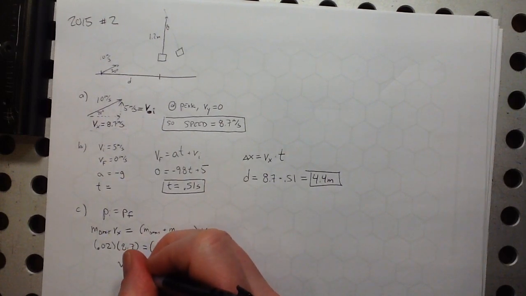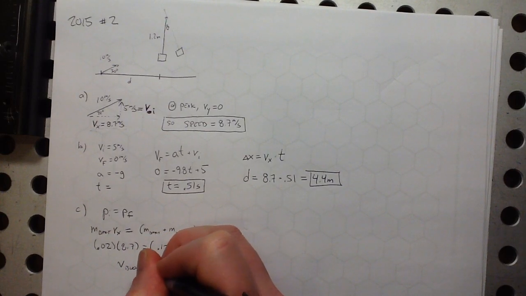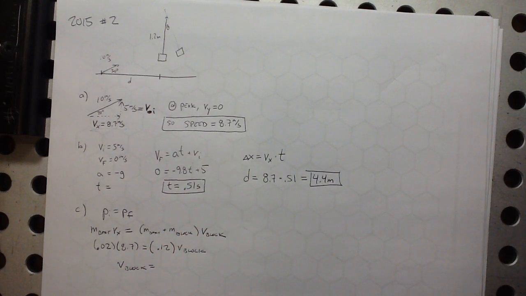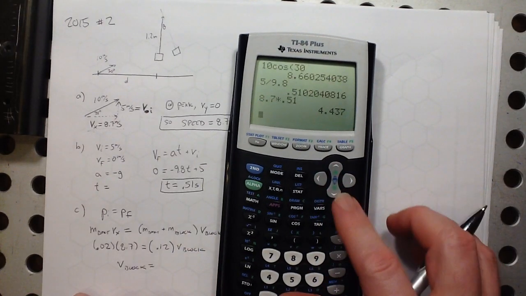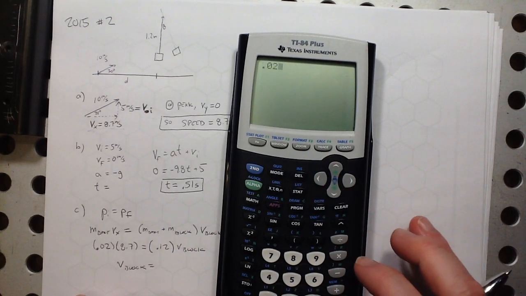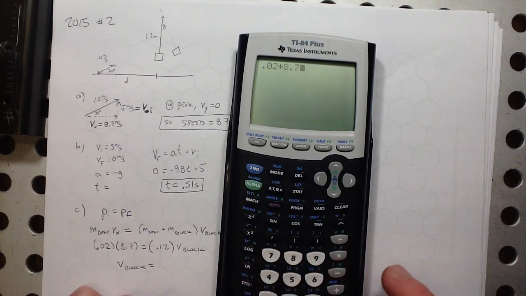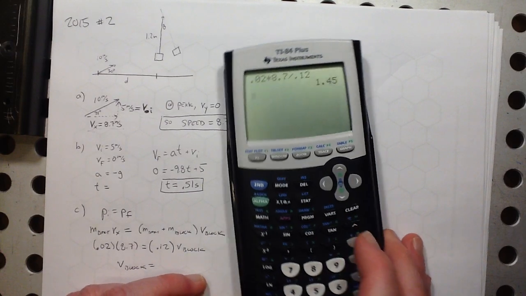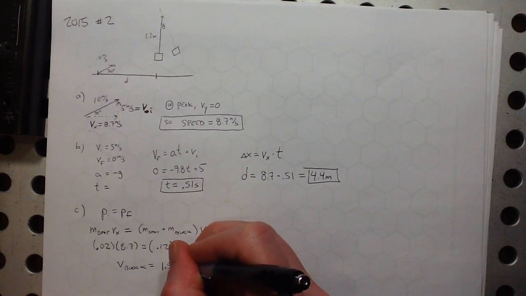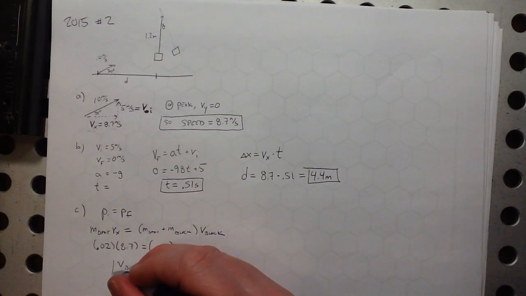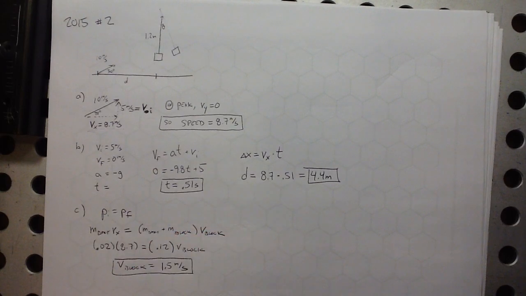So the velocity of the block right after the collision is equal to 0.02 times 8.7 divided by 0.12. About 1.5. I'm using 2 sig figs here. You could use 1 or 2 more if you want.